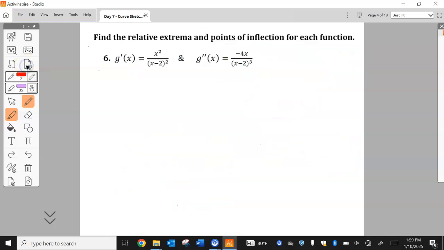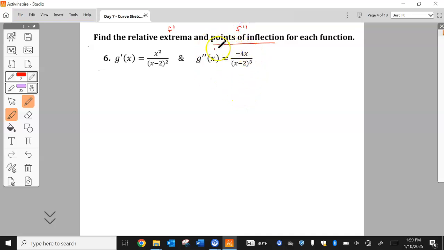Now let's look at part of one more question. Number 6, find the relative extrema. Those are your maxes and mins. That's the first derivative. That would be this equation right here. This one's very similar to the one we just did. I'm not going to work it out, but I am going to do the point of inflection. So point of inflection, that's the second derivative.